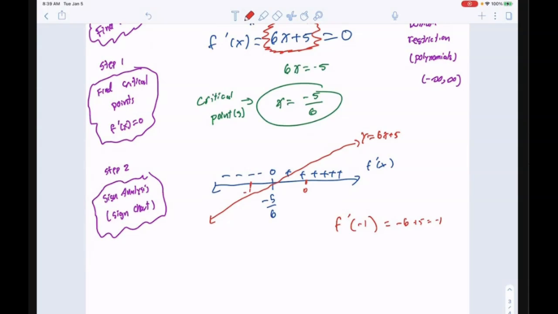Because the only time it can change is when you cross a critical point. If I find f prime of 0, I get 0 plus 5, which is 5, which is positive. So just like we found our sign charts, however you felt most comfortable, there is no, you have to do it this way. Now there's ways I recommend doing it.